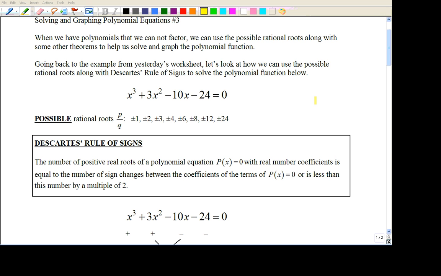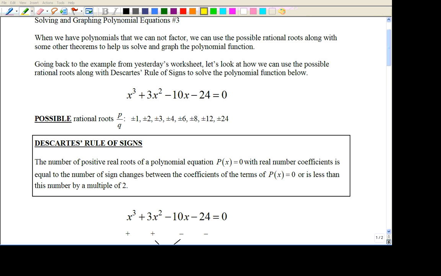Hey everyone, here is the third video of 5 for solving and graphing polynomial equations. We're going to pick up with what we left off on video number 2, and that's when we have polynomials that we cannot factor, we use the possible rational roots along with some other theorems to help us solve and graph the polynomial function.